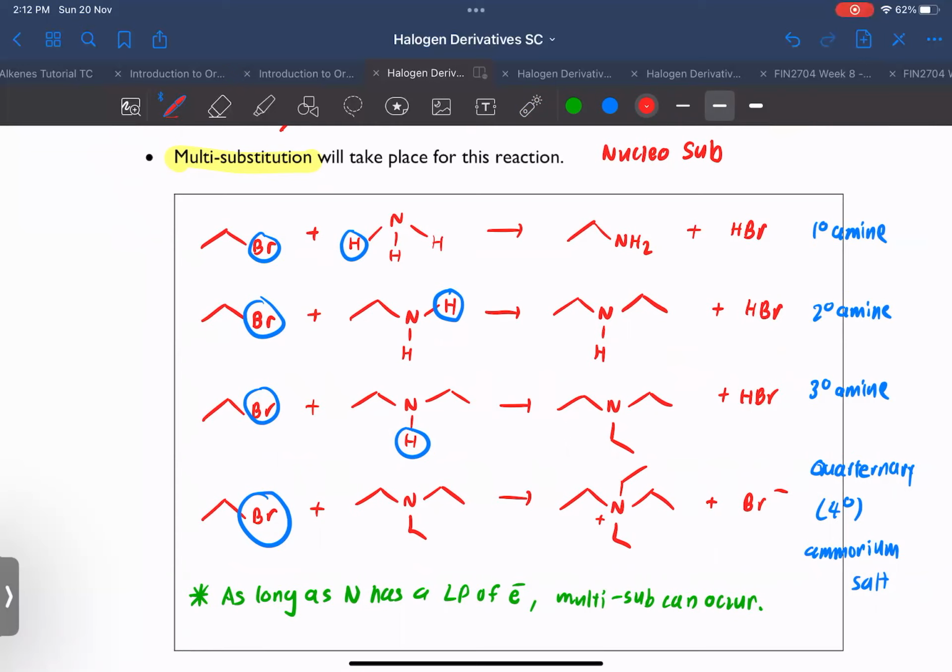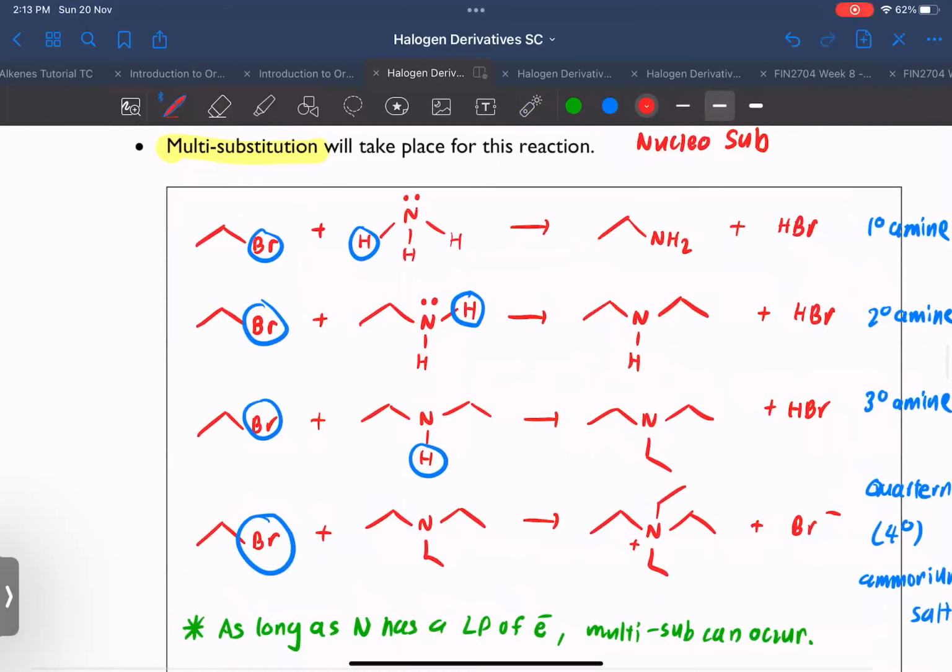Let's look at it again. Look at the four steps again. Why does nitrogen have a lone pair? You all see the first step? Nitrogen here has a lone pair of electrons on ammonia, so the reaction can happen. The second one, the primary amine still has a lone pair, so it can still happen.